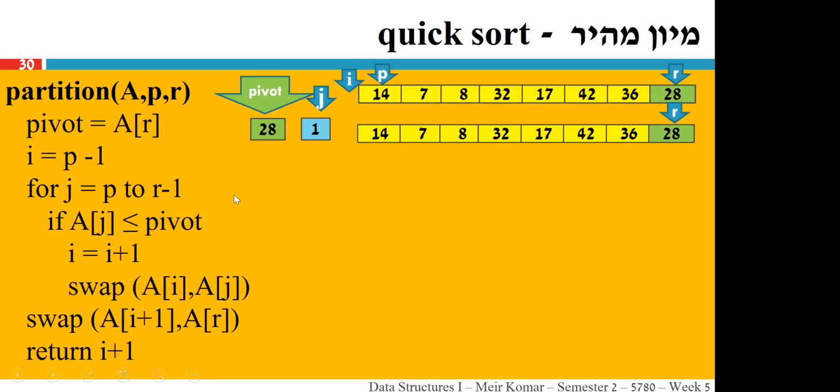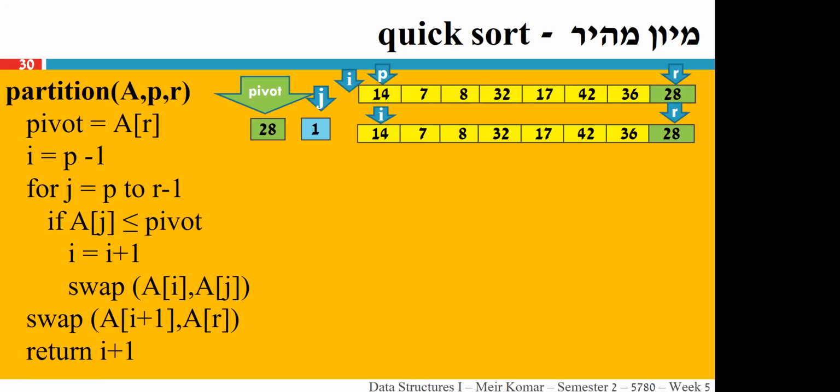Who's AJ? 14. Look at this. AJ is 14. Is he less than the pivot? 14 is less than the pivot? Yes. So what do I do? I is equal to I plus 1. I plus plus. So now I is equal to that. Swap AI with AJ.